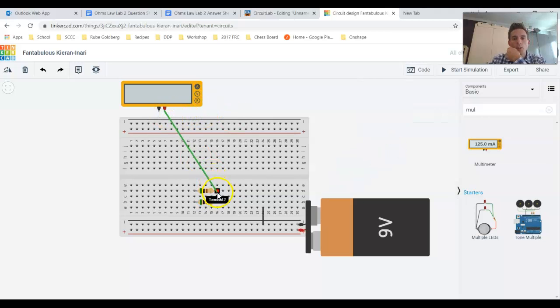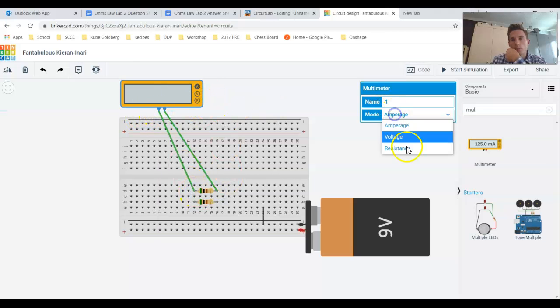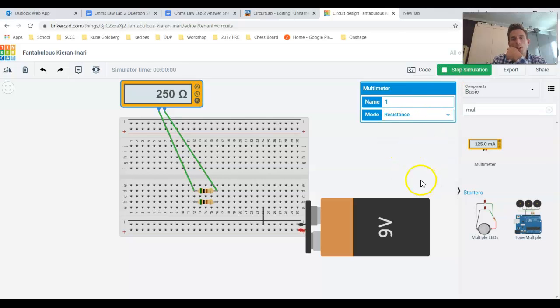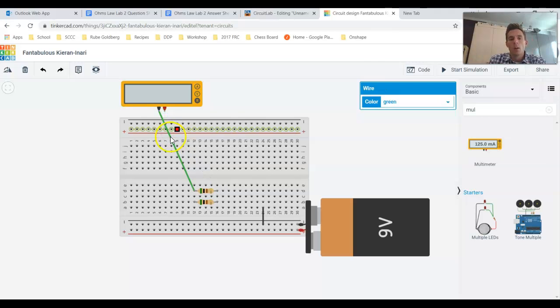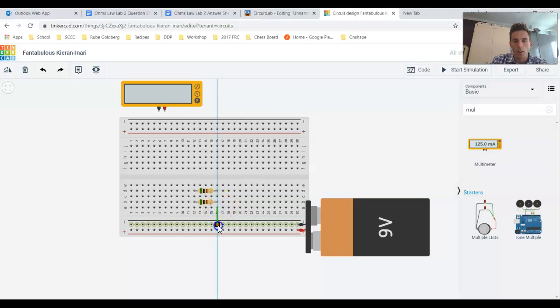And again, if we wanted to check our resistance, let's start our simulation: 250 ohms. So we would jot that down in the measured category. Then we're going to connect these things up to power down here. So that's going to be black. That is going to be red. And again, if I were to just connect these things in parallel, it wouldn't work. It would give me that too high thing again.